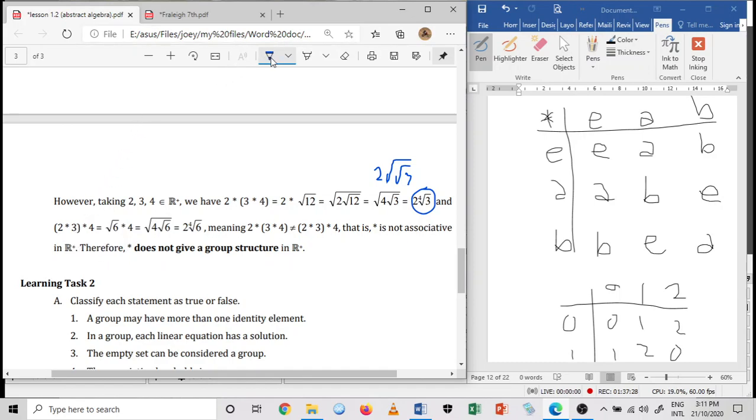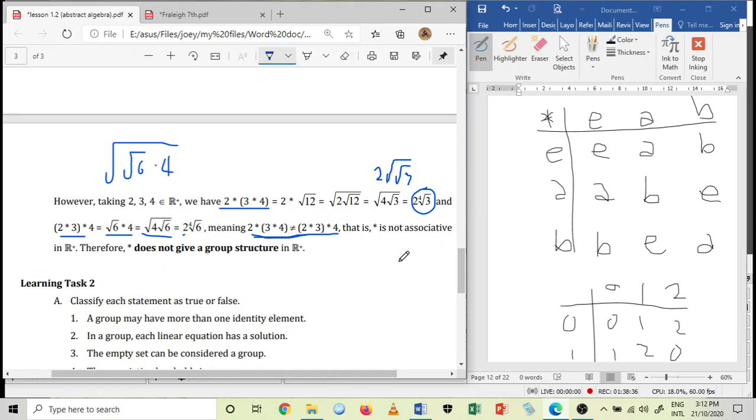However, if we rearrange the grouping and consider 2 operation 3 first, we will have the quantity 2 operation 3 operated to 4, which would give us the square root of 6 operation 4, which would be equal to the square root of 6 times 4, which may be written as the square root of 4 times the square root of 6. But again, the square root of 4 is 2, so that would be 2 times the 4th root of 6, which is not equal to 2 times the 4th root of 3, meaning this expression is not equal to this expression. That means to say that the operation is not associative.